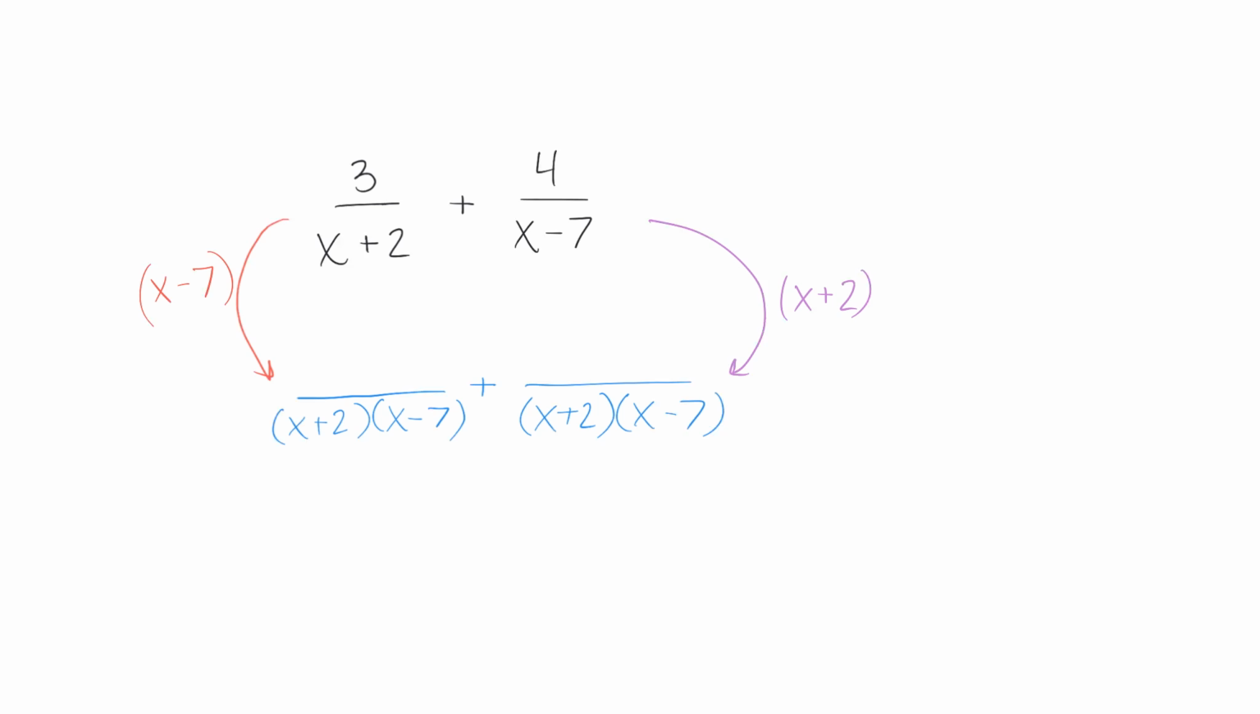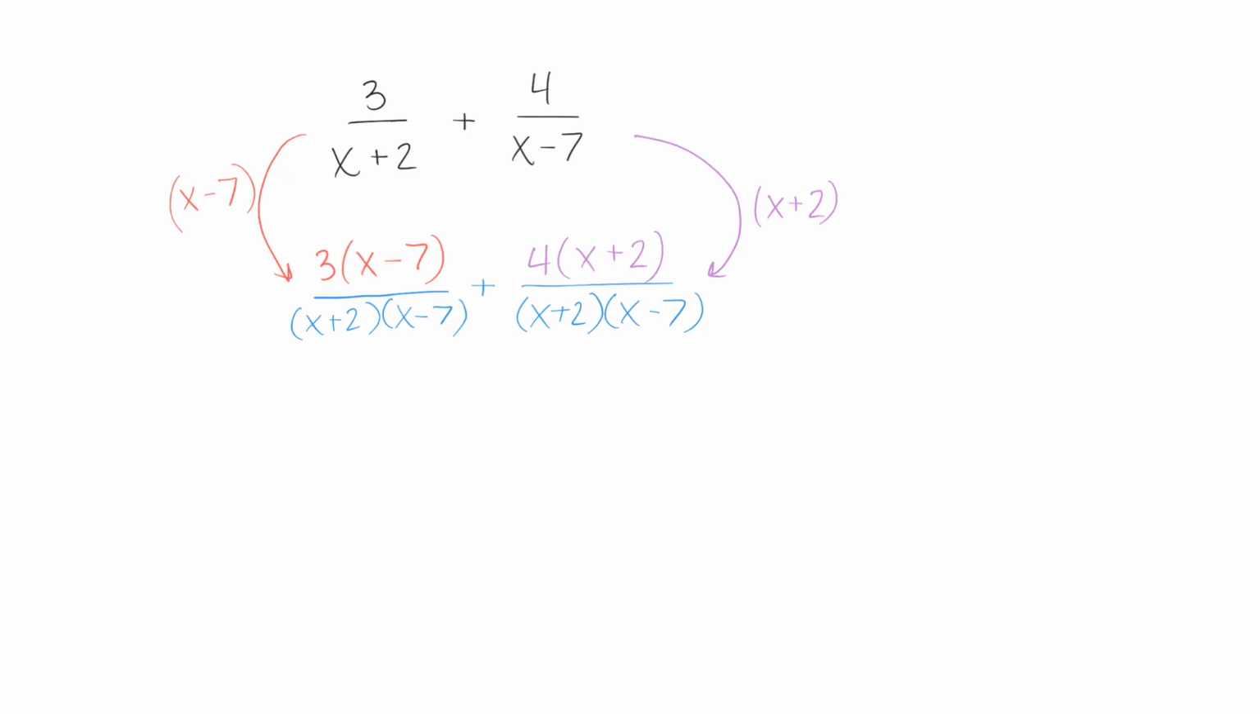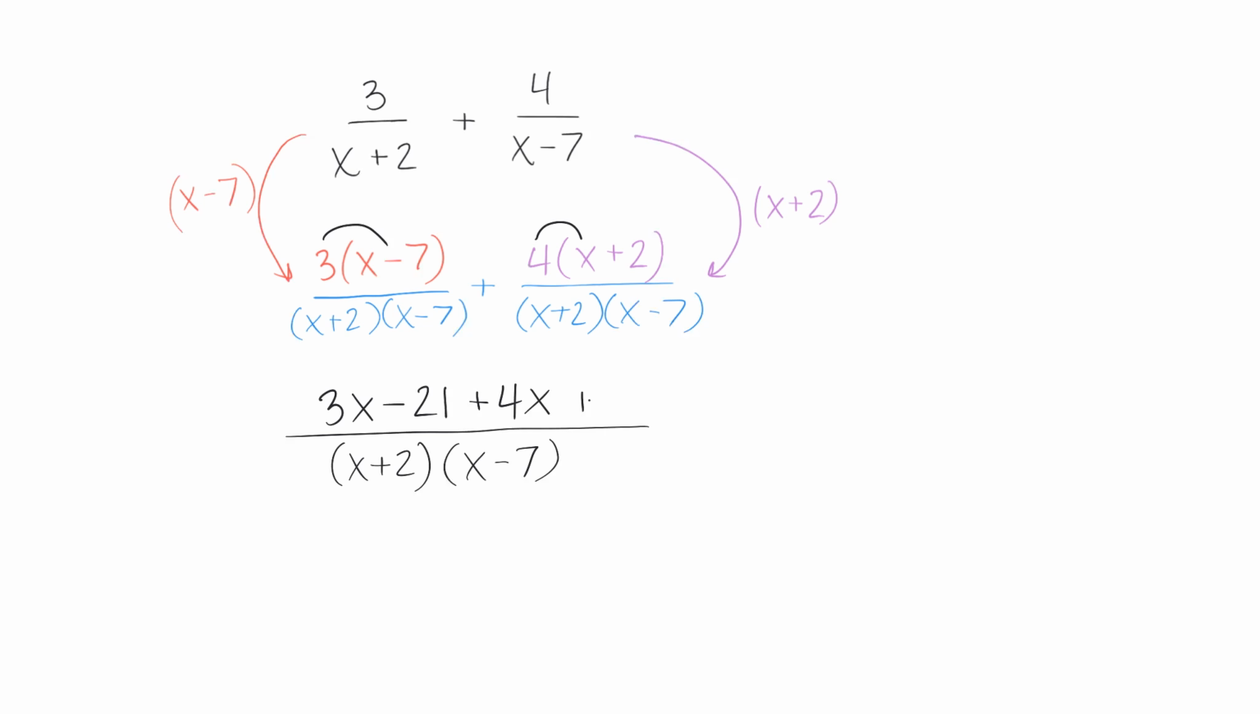So now I'm going to do that to the top. So I'm going to have 3 times x minus 7. And over here I'm going to have 4 times x plus 2. And once that's done, we're going to put this all together. And in the bottom we know we've got x plus 2 times x minus 7 because we finally have common denominators. Then I'm going to have to distribute 3x, and then 3 times negative 7 is negative 21, plus, this is addition, so that's easy, 4x plus 8.